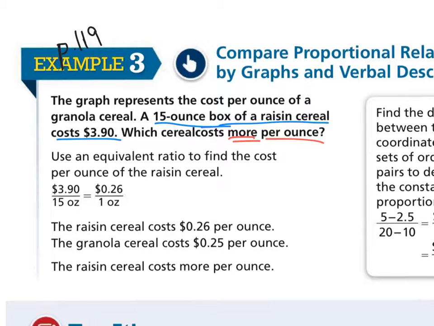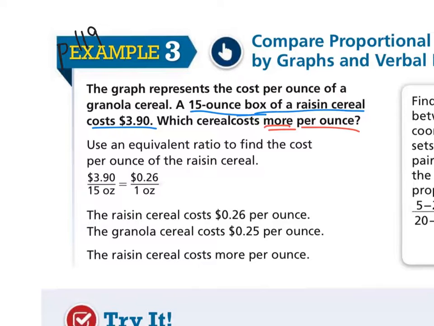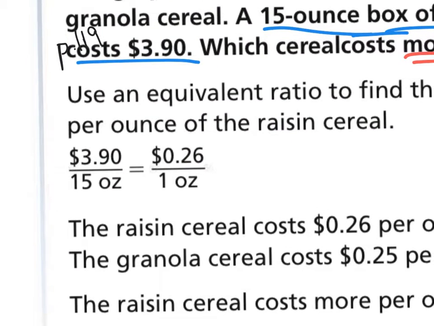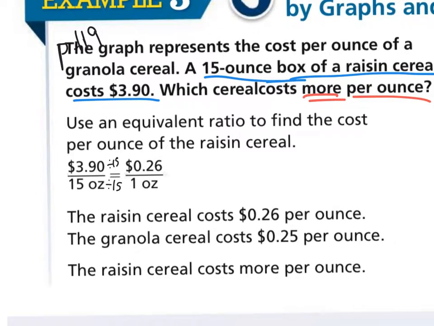So like we talked about in the first part of this lesson, what we can do here is find the unit rate. When we want to find the unit rate, we want to divide the price by the other thing. So $3.90 divided by 15. And again, it's like we're dividing both of these by 15, but if you just take $3.90 divided by 15, you'll get the same thing, which is 26 cents per ounce. So raisin cereal is 26 cents per ounce.